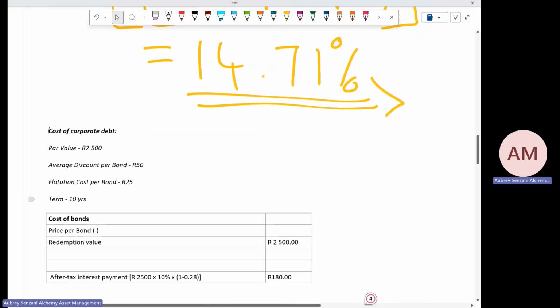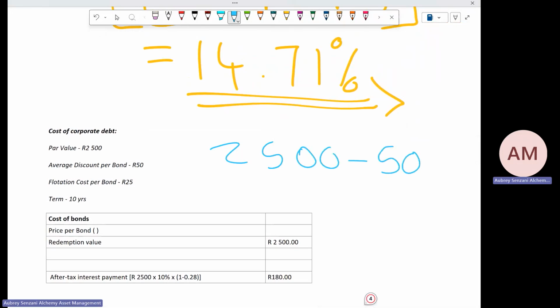So first things first, the income that I'm going to get from it, how much is that? They told us that the par value is 2,500, but that has a discount. I'm selling at a discount. I'm not selling at the 2,500. So that means we have 2,500 minus 50 rand discount, and then minus the 25 rand flotation cost, which then tells us the price of this bond currently.